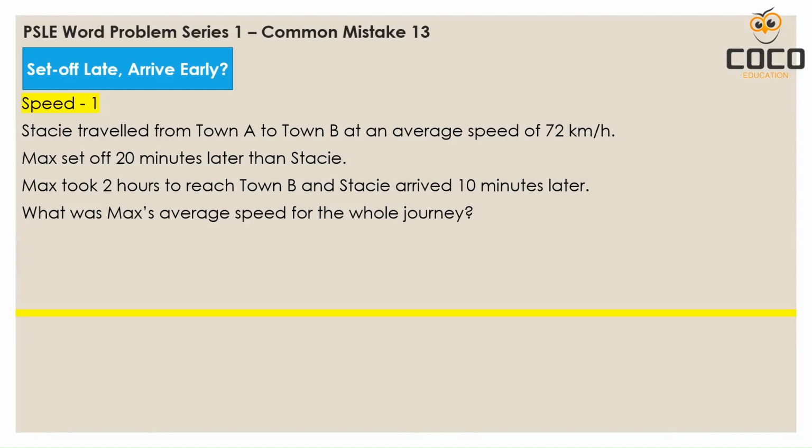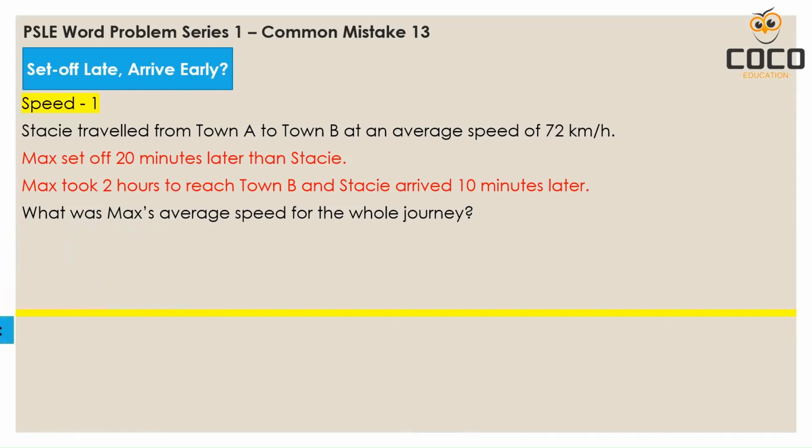As mentioned earlier, the key to solving this question is to get Stacy's traveling time correct. There are 3 parts in Stacy's journey from town A to town B. Max set off 20 minutes later than Stacy, tells us Stacy had started for 20 minutes already. Max traveled 2 hours to reach town B, tells us Stacy had traveled 2 hours as well. And Stacy reached town B 10 minutes later than Max, tells us Stacy needed another 10 minutes to reach.